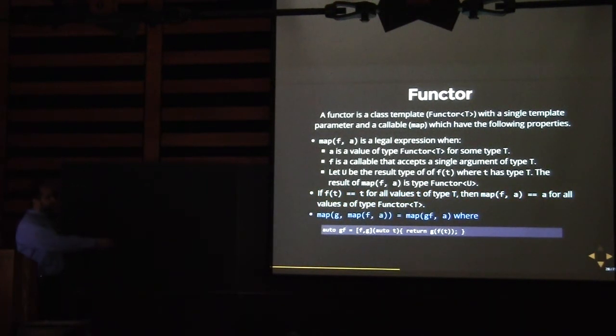And this just says that composition holds. So if you map g onto the map of f of a, that's the same thing as mapping g f of a, where g f here is just doing the composition of g and f.